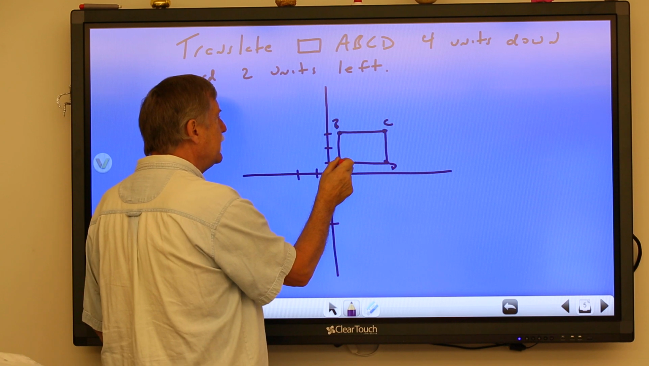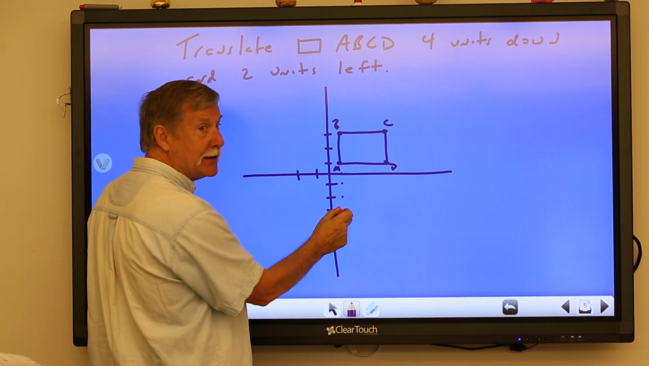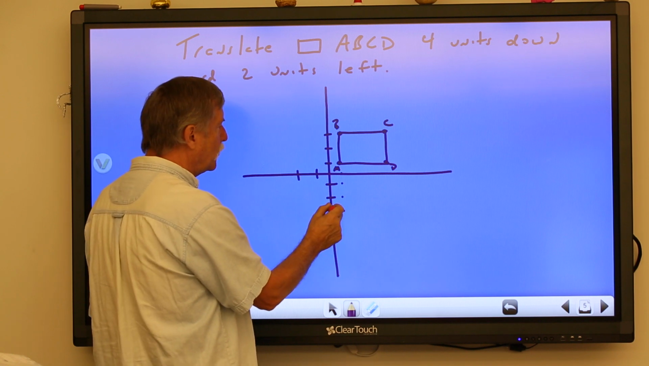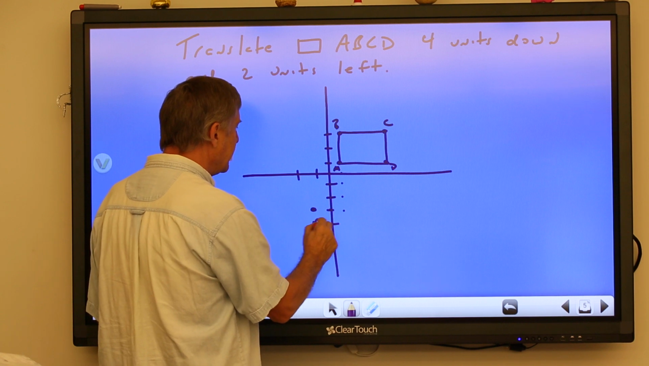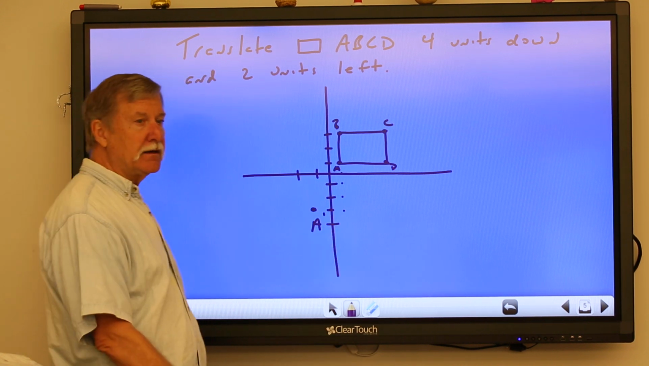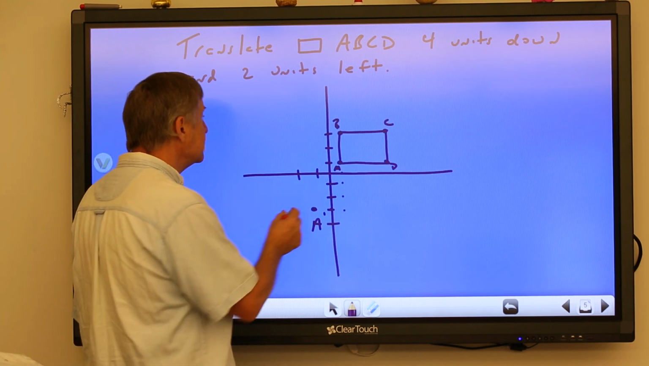So I start at A, and I go 1, 2, 3, 4 units down from where A started, and then 1, 2 units to the left. And that is A prime. All right, kind of like Optimus and Optimus Prime. All right, so I got A prime.